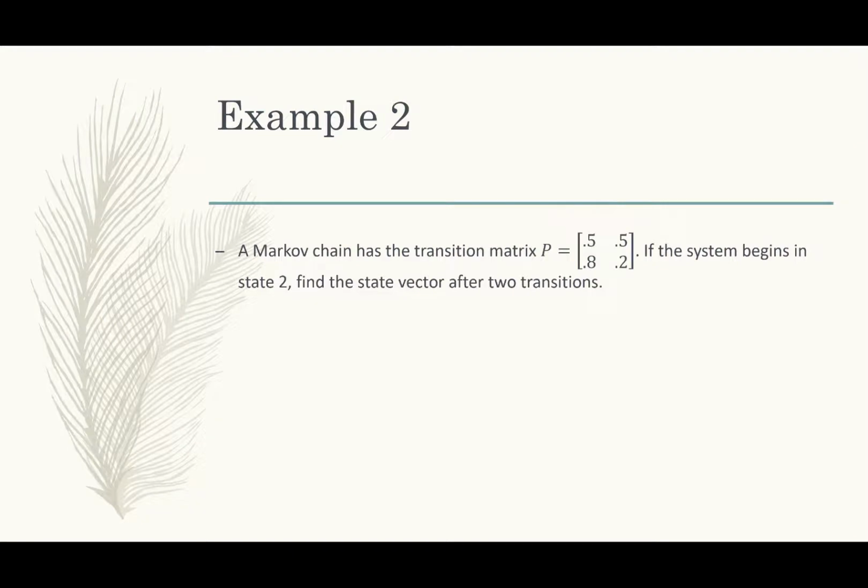So let's try this again, but let's look at this example, because it gives you all the information, but you have to dig a little bit into the problem to understand how to use it and get the answer. Example 2: a Markov chain has a transition matrix P as shown. If the system begins in state 2, find the state vector after 2 transitions. Again, we're using the same formula, x_k equals x_0 times P to the k power. Here k is 2 because we're looking after 2 transitions. So x_2 represents my final answer.